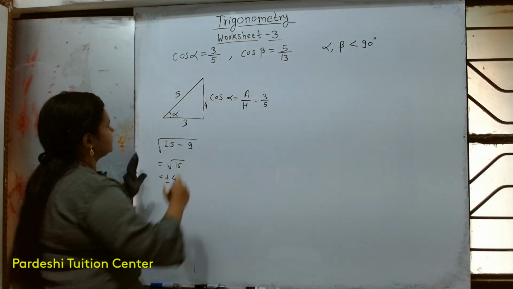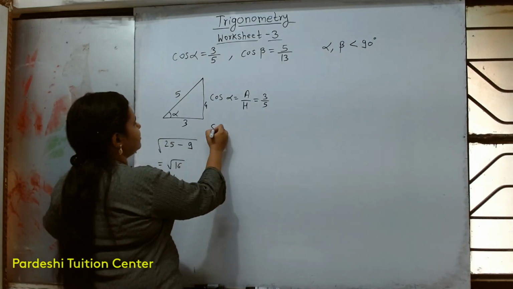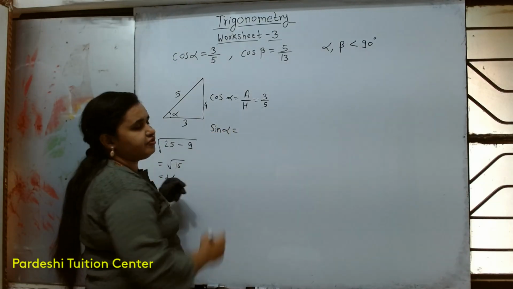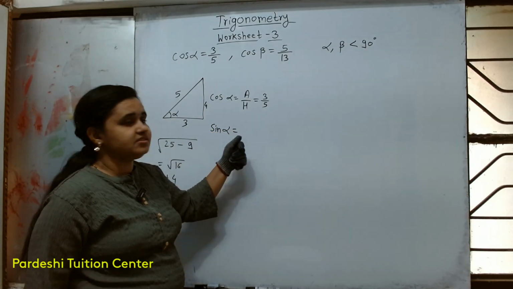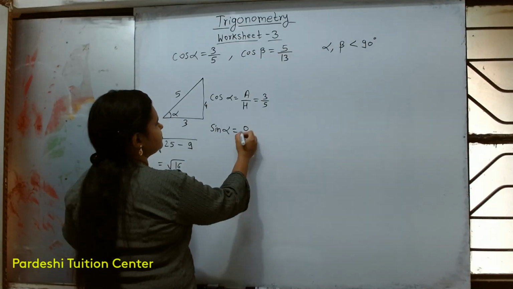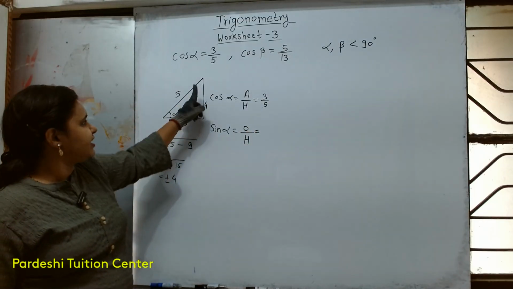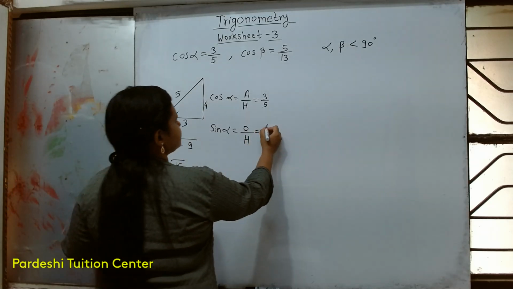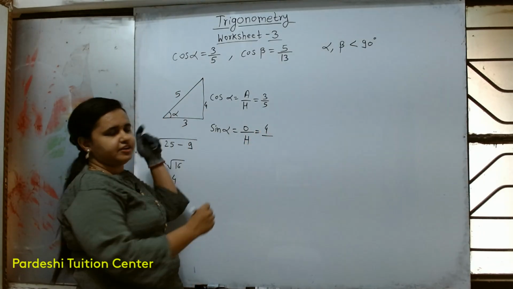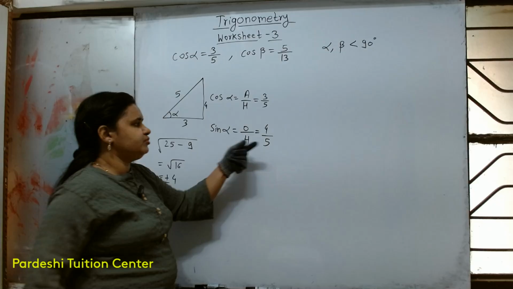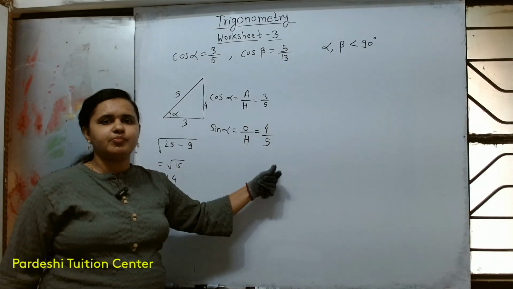Now, what is sin alpha? The ratio for sin is opposite upon hypotenuse. So, opposite side of alpha is this one, that is 4, and hypotenuse is 5. So, sin alpha we got as 4 by 5.